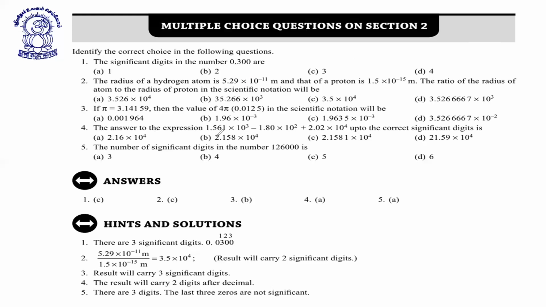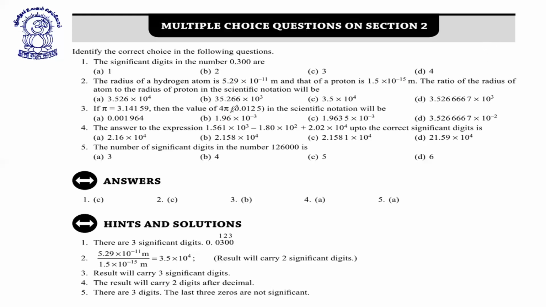The answer to the expression 1.561 × 10 to the power of 3 minus 1.80 × 10 to the power of 2 plus 2.02 × 10 to the power of 4, up to the correct significant digits, is: So they're asking us to find the answer for subtraction as well as addition. So for this, the result will carry two digits after the decimal. Why? Because 2.02 is there, 1.80 is there, 1.561. 1.561 has 3 digits after the decimal, but 1.80 has 2 digits after the decimal, and 2.02 has 2 digits after the decimal. So the least one you should consider. So the answer should be not more than 2 digits.